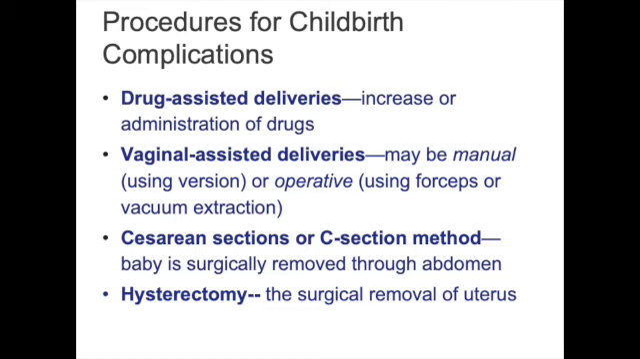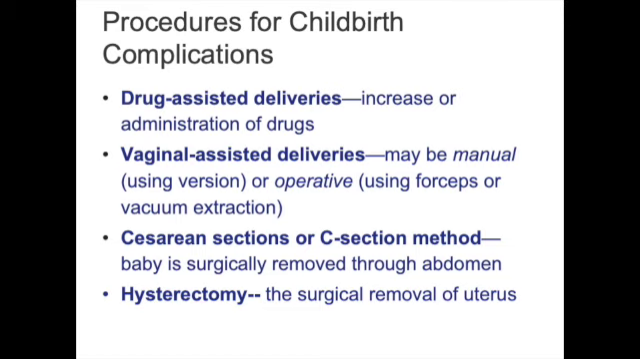The other option is vacuum extraction, in which suction is used to attach a cup-like device around the top of the baby's head. It allows the doctor to gently pull the baby down the birth canal. Vacuum extraction may cause more trauma for the baby than the mother. The option usually depends on the nature of the complication.